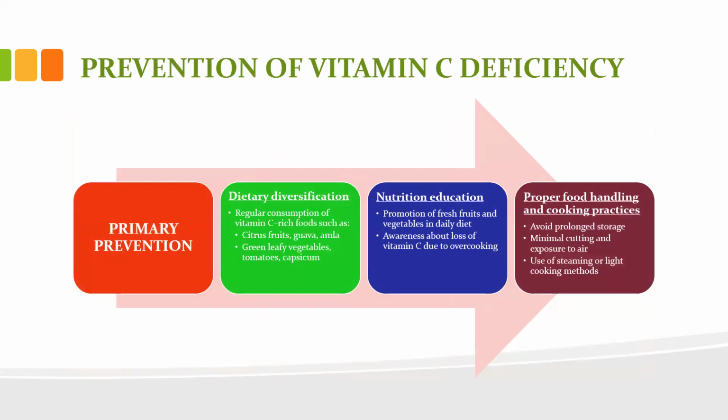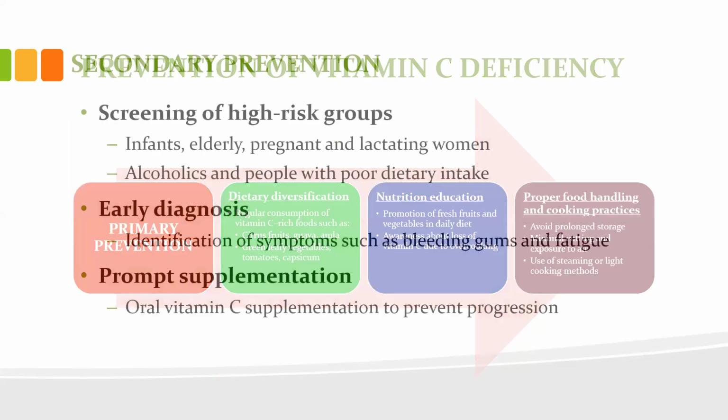For the prevention of vitamin C deficiency, the primary prevention is dietary diversification. Regular consumption of vitamin C rich foods such as citrus fruits, guava, amla, green leafy vegetables, tomato and capsicum. Nutrition education, promotion of fresh fruits and vegetables in daily life, awareness about the loss of vitamin C due to overcooking. Proper food handling and cooking practices: avoid prolonged storage, minimal cutting and exposure to air, and use of steaming or light cooking methods.